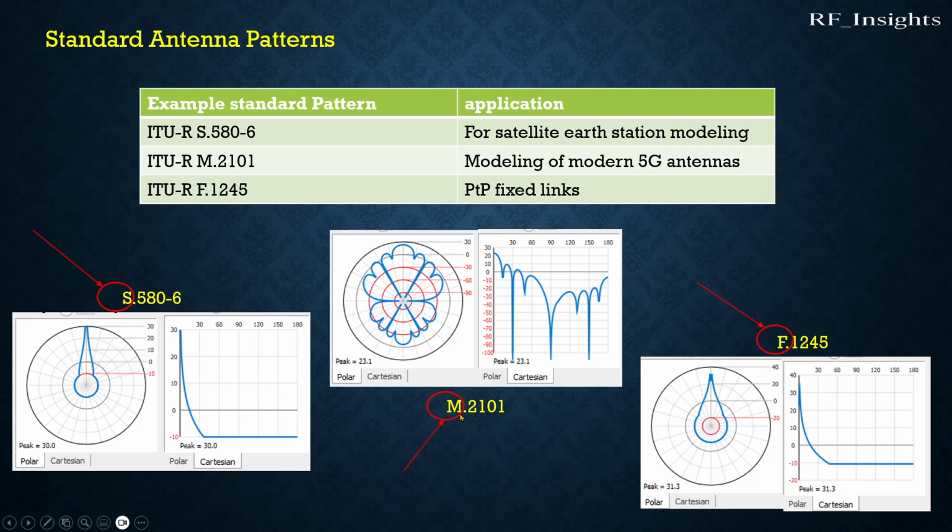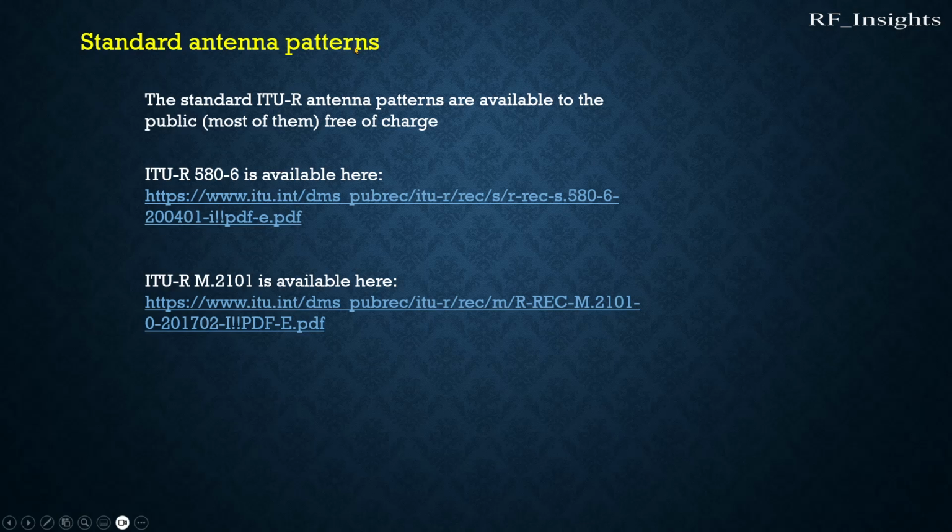These letters S, M, and F identify the study groups within the ITU-R that are responsible for developing these standards. For example, S refers to the study group for satellite, M is for mobile systems, and F is for fixed point-to-point links. These ITU-R antenna patterns are available to the public free of charge. For example, here I have the links to 2 of these patterns.